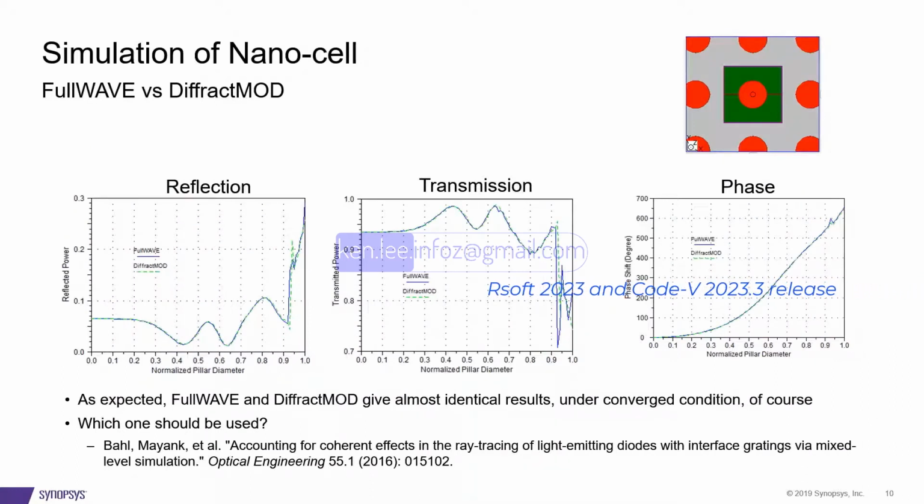So you now might be wondering if there is any difference if I use full wave FDTD or diffract mode RCWA to simulate this. So to answer that, we made a simple test using this nanopillar structure. So here you can see that we are calculating the reflection by both of the tools and the transmission and the phase, of course. So as we expected, full wave FDTD and diffract mode RCWA, they both give almost identical results.